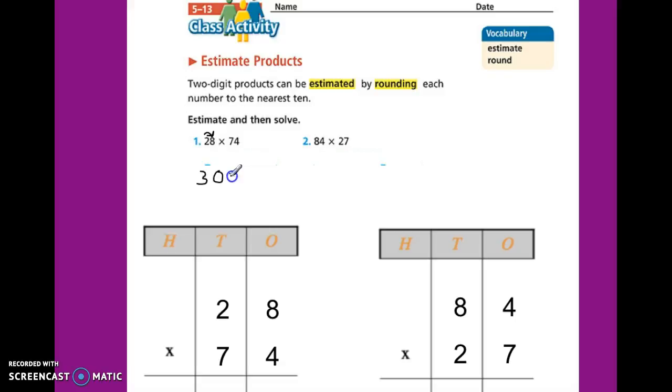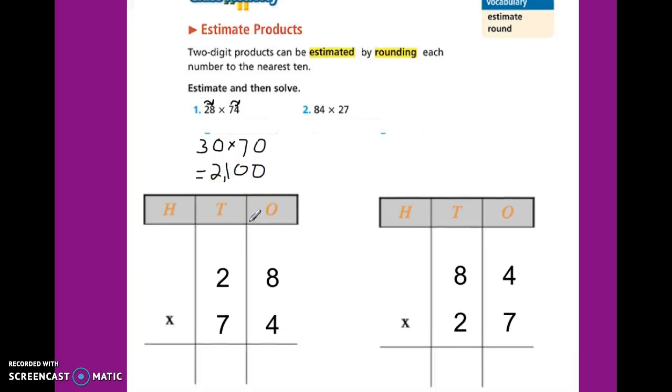And I'm going to times that by, and I look at this one, I look at the number behind it, and it's below 5, so I'm going to make it 70. So we use our zero trick. You can do this mentally. 3 times 7 is 21, and I have 2 zeros that I can add on, so I end up with 2,100 is my estimated answer.